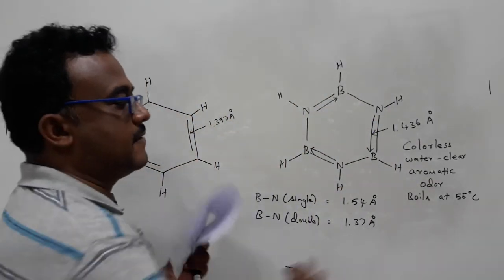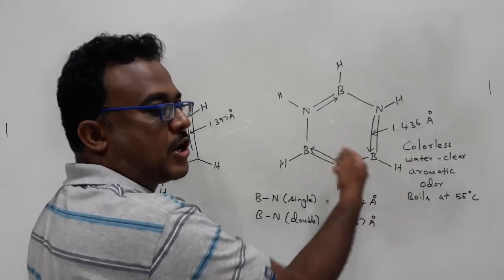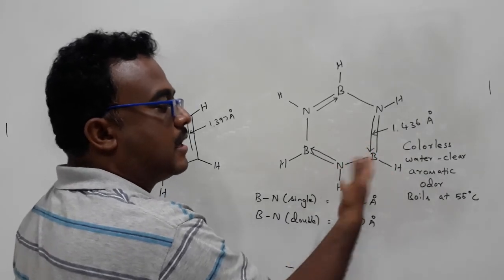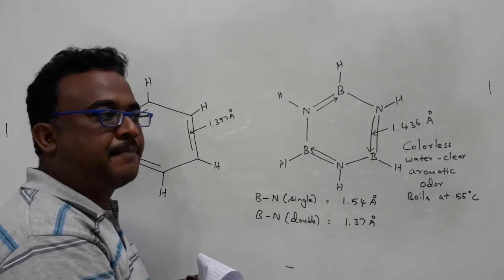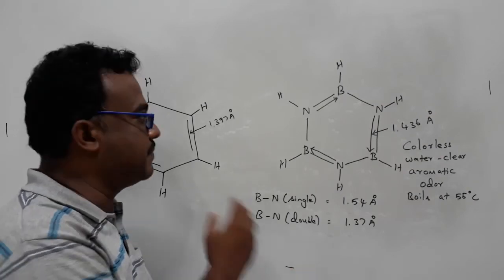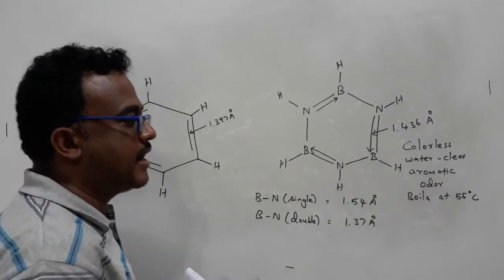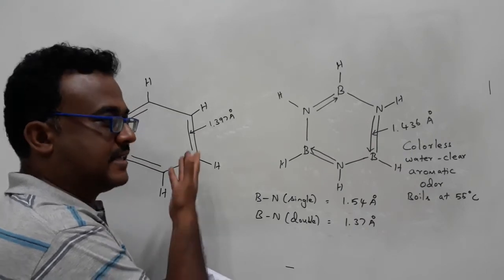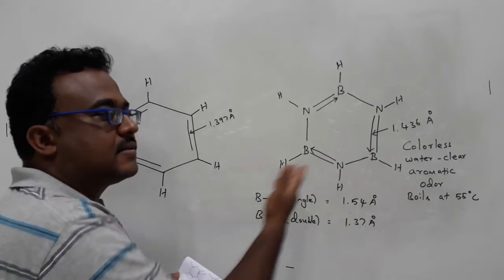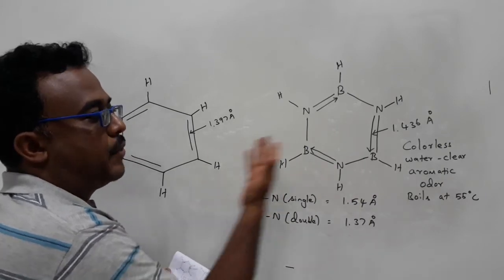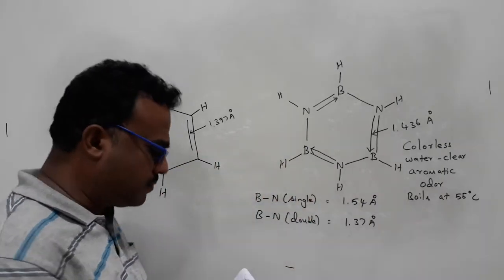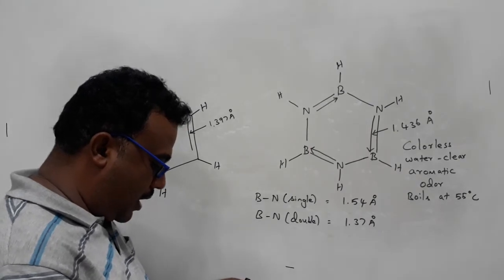With this property, you can see some of the physical nature of borazine. It is almost similar to benzene. Benzene also has a boiling point of around 68 degrees Celsius, and it also has an aromatic odor. It is a colorless liquid. Some of the physical properties of borazine are almost matching with benzene. Okay, then I think.